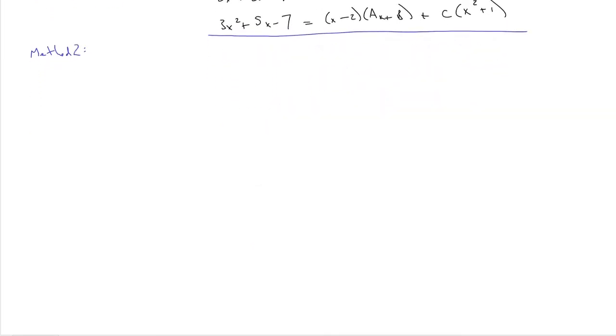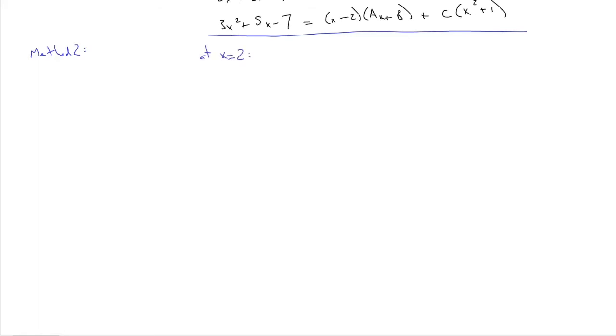And it starts with the same work up to where we have cleared the denominators and come up with this expression that 3x squared plus 5x minus 7 is equal to this stuff on the right over here. But then it uses the idea that if these two expressions are equal, then they're equal for all possible real numbers x. And there are some real numbers x that you could plug in that would make this much simpler.